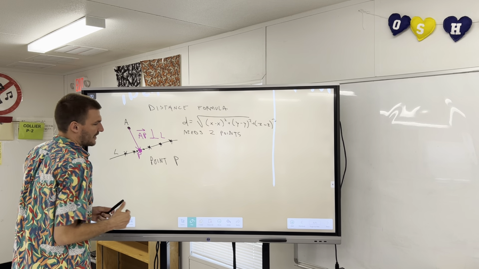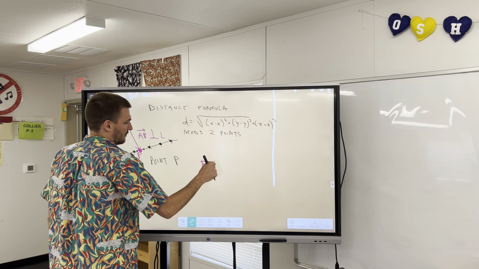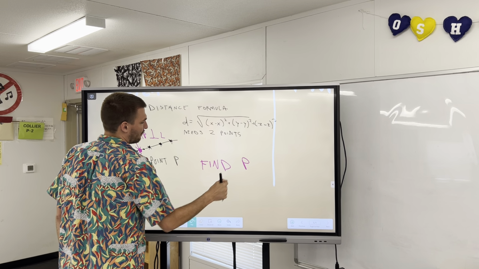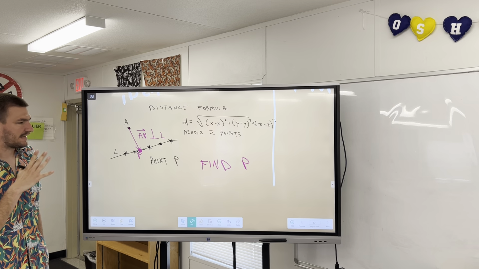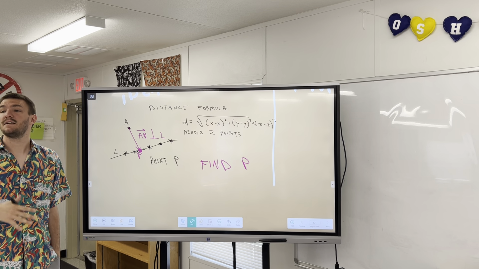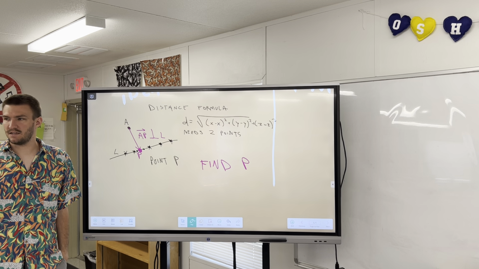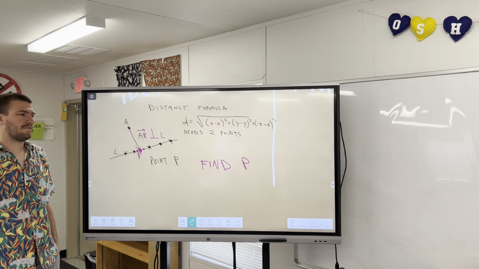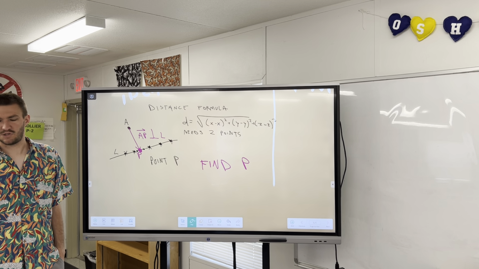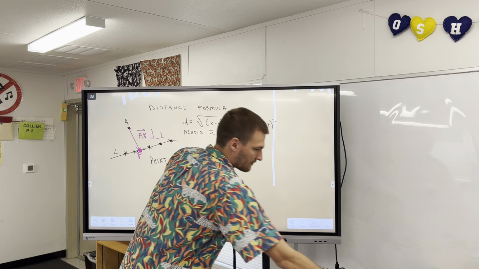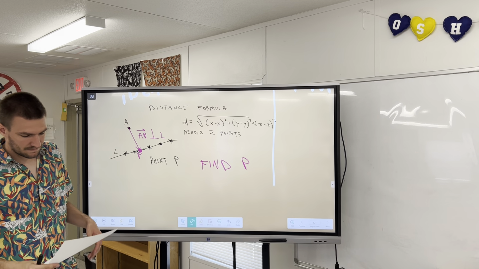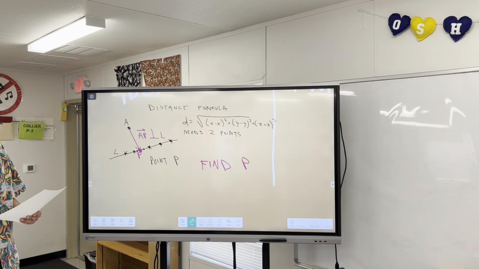Our new objective is to find point P. If we can find point P, we know that from A to P is perpendicular to L, and from there we can figure it out. So, this is our strategy. We gotta find point P.